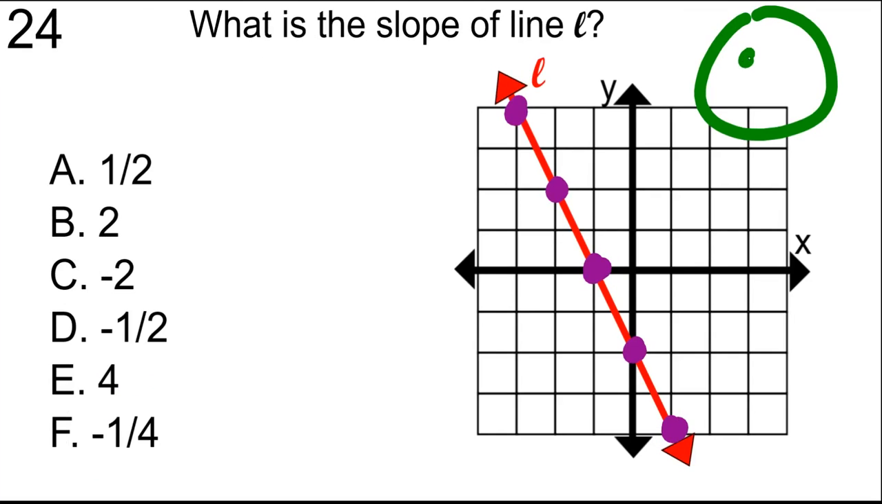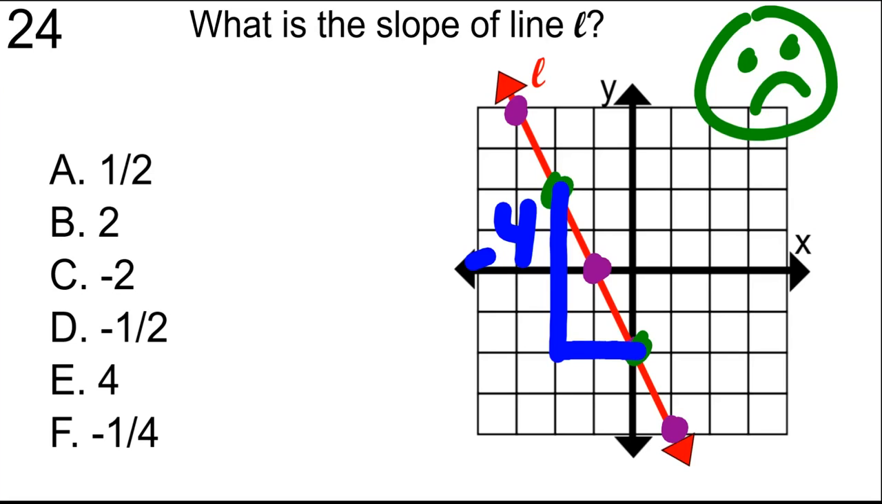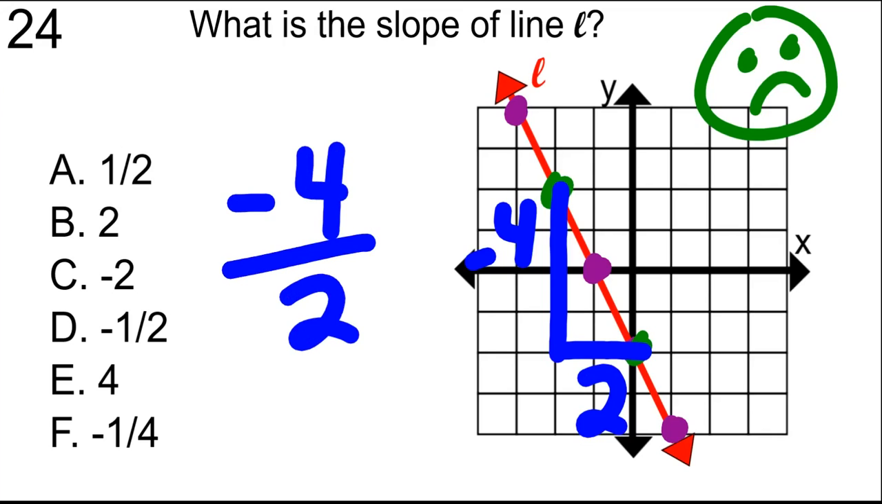Number 24 and last problem of the day, which always makes me really sad because I'm going to miss every one. What is the slope of line L? We want to use 2 of the 5 lattice points that we just found to calculate this slope. Let's use this one and this one. If we start right here, the vertical change in direction is -4. The horizontal change in direction is +2. The slope of a line is the ratio of its vertical change to its horizontal change from any 2 points. -4 divided by +2 is -2.